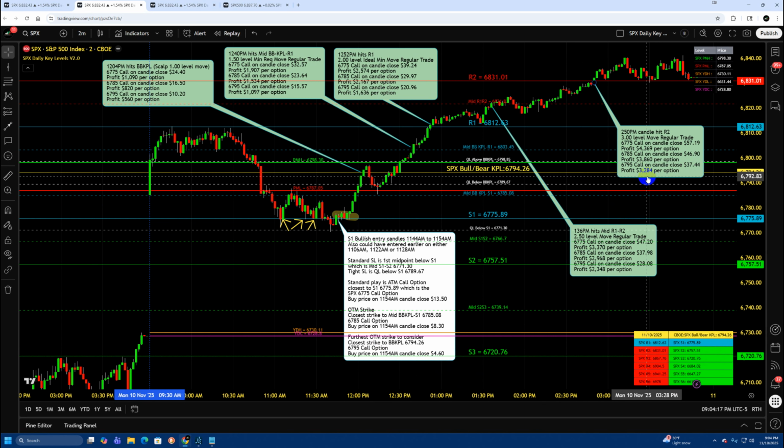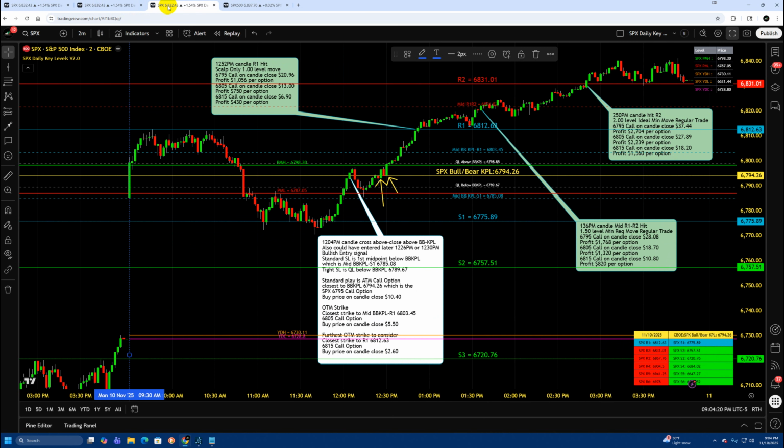All right, so now we're going to go on to the next trade. And that's if you missed this trade here off of S1, you had another opportunity to take a bullish trade off of the bull bear key price level. And that occurs at 12:04 p.m. cross above, close above the bull bear KPL, so it's still within range on this candle here for a trade off of that level, and that is your bullish entry signal.